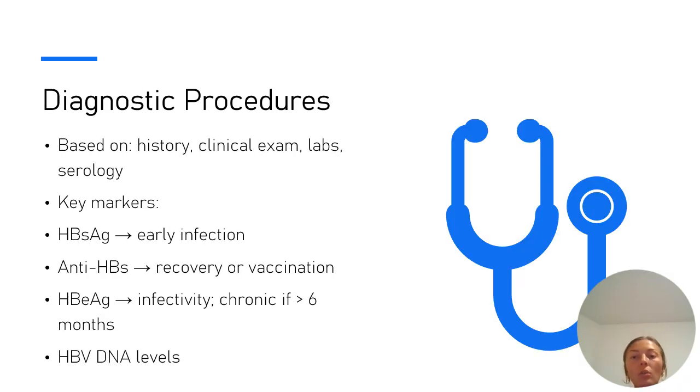So diagnosis is based on clinical presentation, history, and serologic testing. Some of the common key markers include HBsAg, which appears early in infection; anti-HBs, which appears during recovery or in vaccinated individuals; HBeAg, which indicates infectivity and may signal chronic infection if it remains positive for more than 6 months; and HBV DNA levels, which help determine viral load. Ultrasound or biopsy may also be used to assess the extent of the liver damage. These tools help determine progress and prognosis and guide treatment decisions.